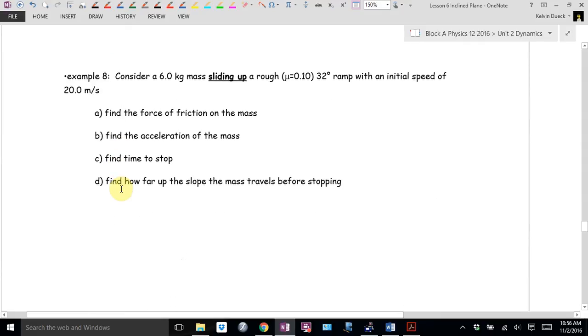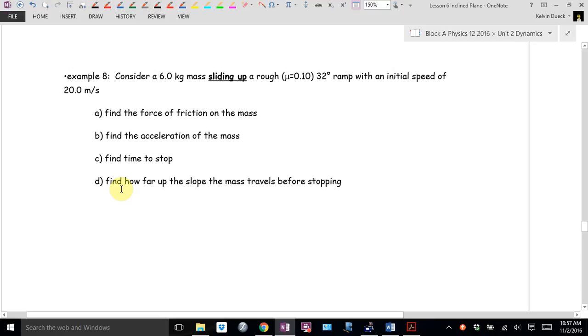Example 8. I like example 8. Example 8 is a nice question. Consider a 6 kilogram mass sliding up a rough friction, 32-degree ramp with an initial speed of 20 meters per second.